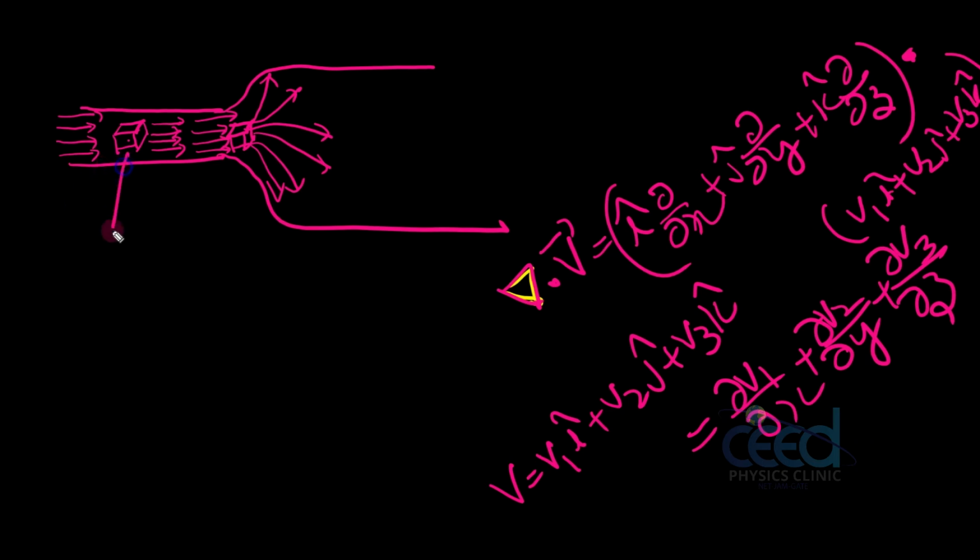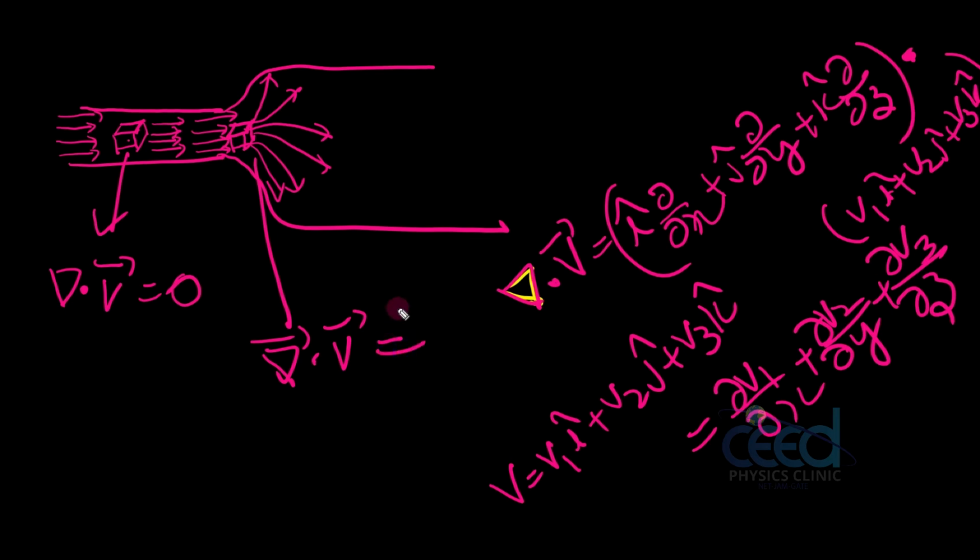That means this point corresponds to divergence of the vector field equal to 0, and this point corresponds to divergence of the vector field not equal to 0. Divergence of this vector field is not equal to 0. This special condition, where what enters and what leaves should be equal, we can call solenoidal.